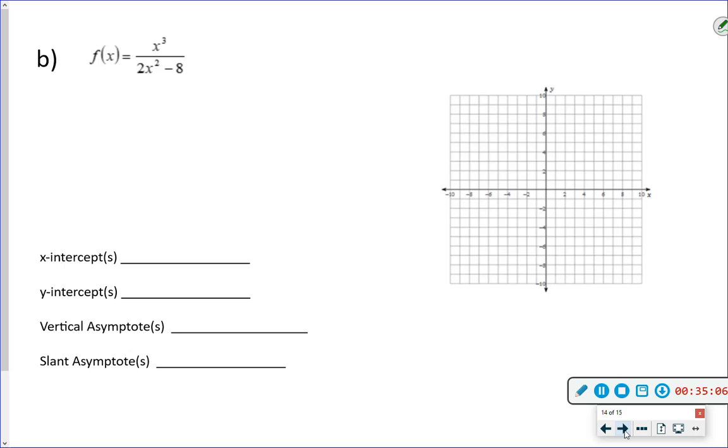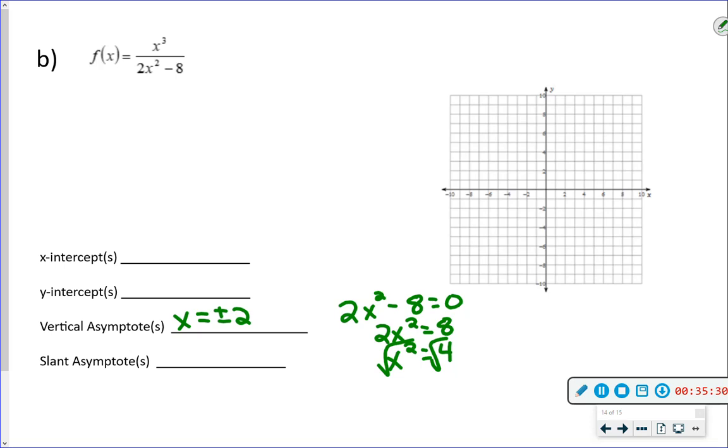All right, let's do what we know. Vertical. Set the denominator equal to 0. All right, okay, let's solve it. I'm going to add 8. I'm going to divide by 2. And I'm going to root it. Ooh, fun. How many vertical asymptotes do you have? 2. So plus or minus 2, I'm going to put. Okay. All right. Draw both of them. This is why this one's my favorite.